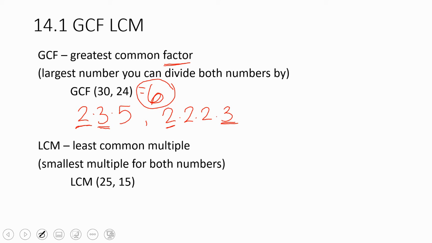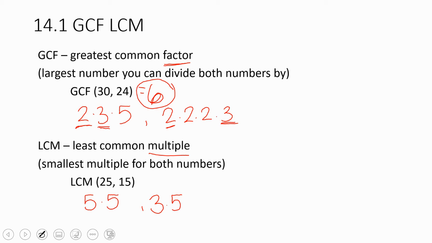All right. Now, on the other hand, when you're doing LCM, that's least common multiple. That's going to be the smallest multiple that both numbers have in common. So if we were looking at the least common multiple for 25 and 15, again, just to remind you, the prime factorization of 25 is 5 times 5, and the prime factorization of 15 is 3 times 5.